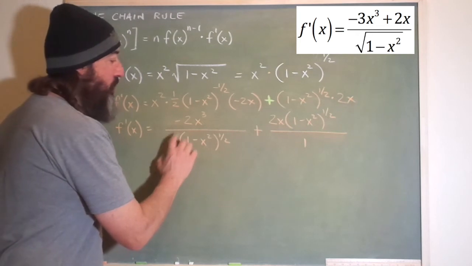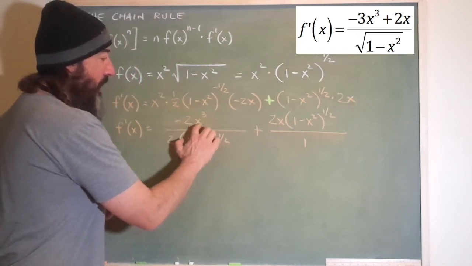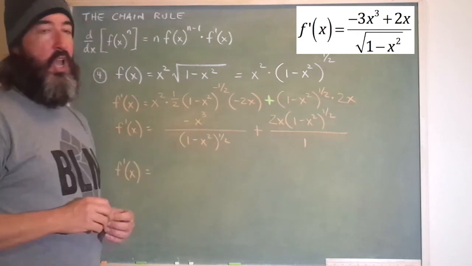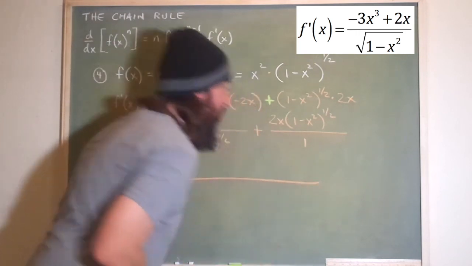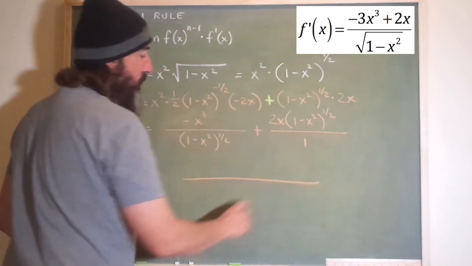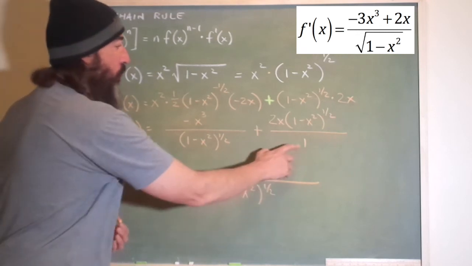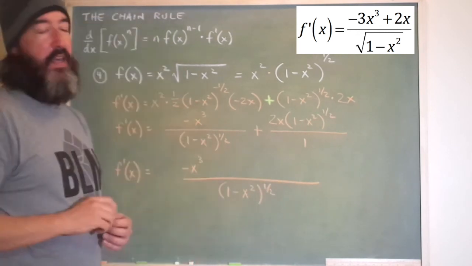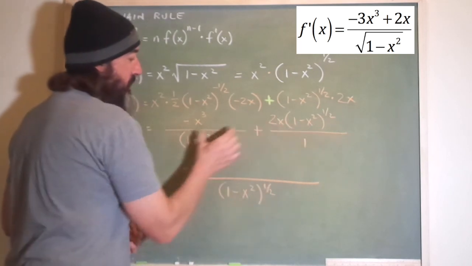I see 2 times something to the 1/2, and up here I see negative 2 times x to the 3rd. So it's legal to cross these 2's out. I have a fraction plus a fraction, so I'll use the McFarland method for adding fractions. My denominator is this times 1, so my denominator is right here. And for my numerator, well, 1 times negative x to the third is negative x to the third. Then I'll put my addition symbol, and I need to multiply this piece times this piece.